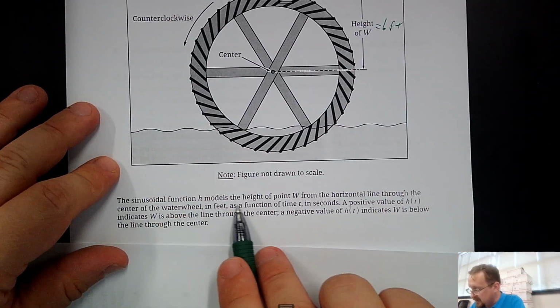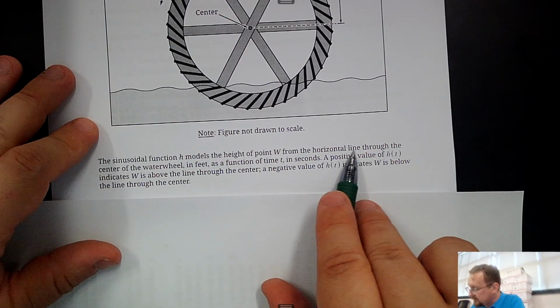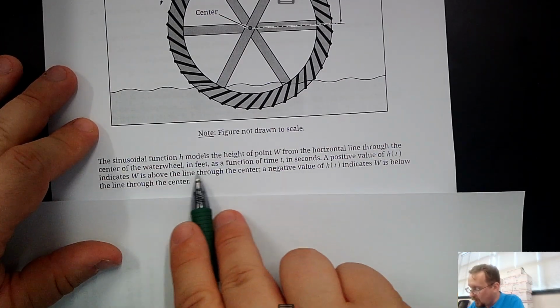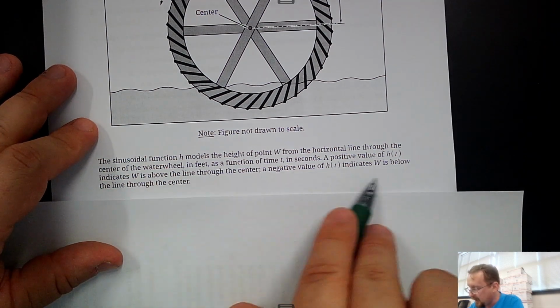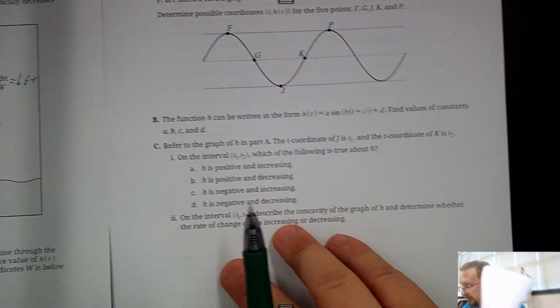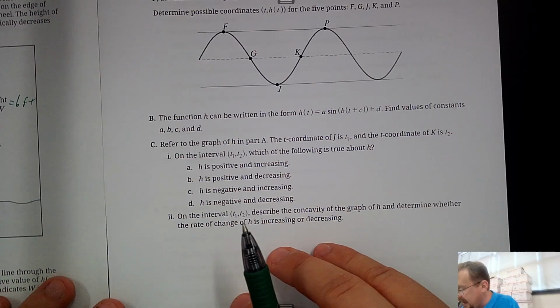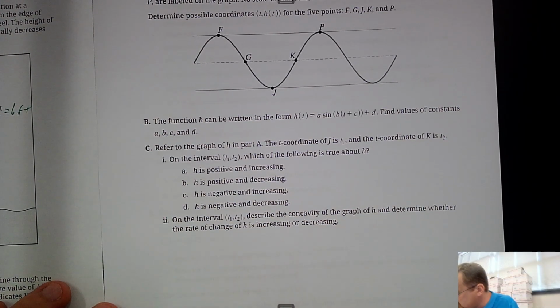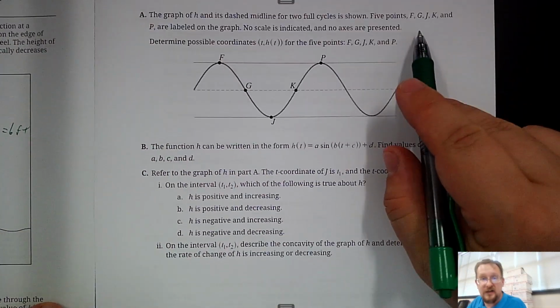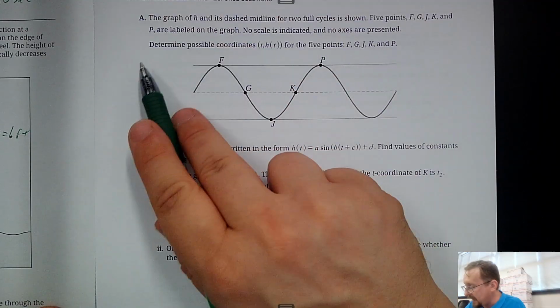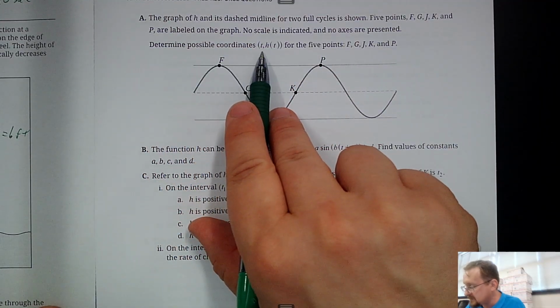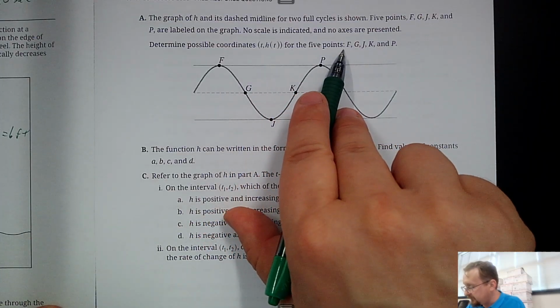The sinusoidal function h models the height of the point W from the horizontal line through the center of the water wheel in feet, as a function of time t in seconds. A positive value indicates W is above the line, negative is below the center. Okay, great. The graph of h and its dashed midline for 2 full cycles is shown. 5 points, F, G, J, K, and P, are labeled on the graph. No scale is indicated, no axes are presented. Determine the possible coordinates, t and h, for each of the 5 points.